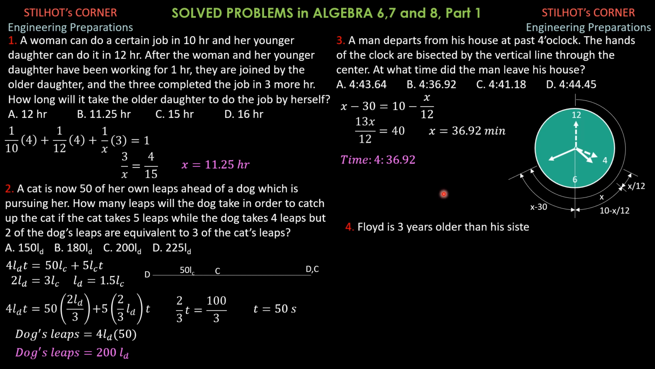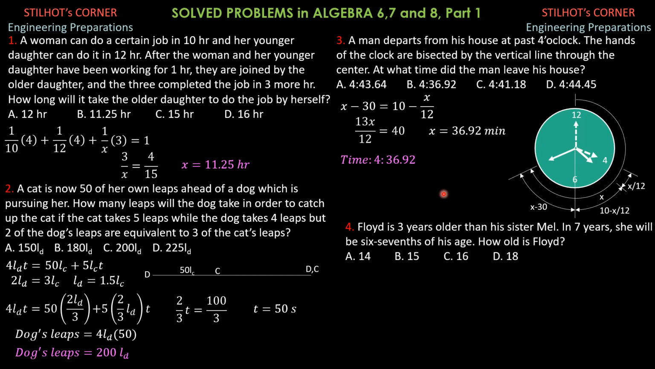Then lastly, Floyd is 3 years older than his sister Mel. In 7 years, she will be 6/7 of his age. How old is Floyd? So if we denote F as Floyd's present age, which is in terms of Mel's present age, it is M plus 3. Then Mel is M, Mel's present age.